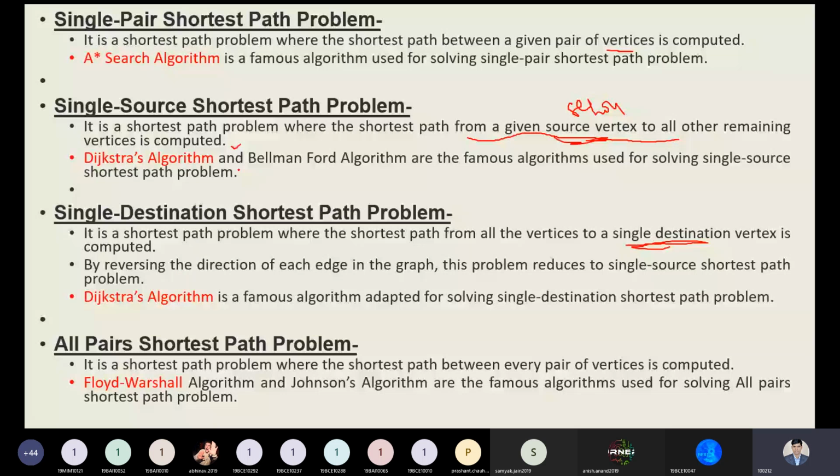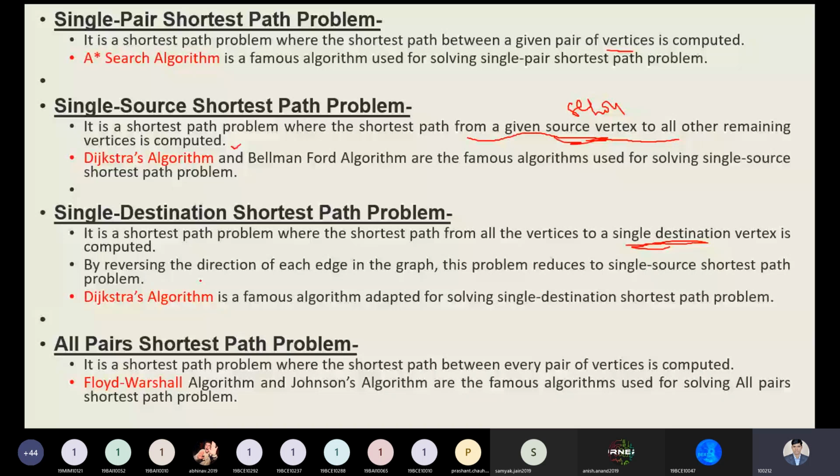So Dijkstra's algorithm and Bellman Ford, these are the two algorithms which come into the single source shortest path problem, while Dijkstra's algorithm can also be used to compute the single destination shortest path. So this is a good example, and today we will try to solve this problem through this kind of approach as well. Okay, so this is the most famous algorithm, that is Dijkstra's algorithm.